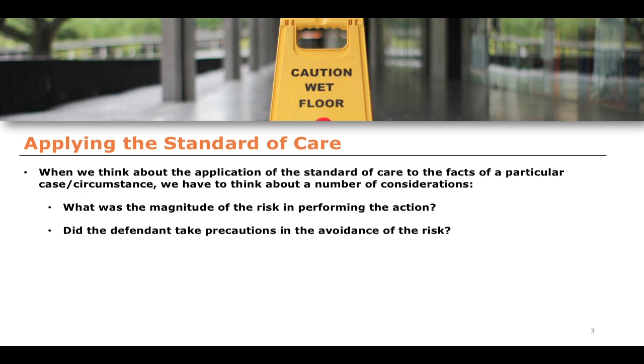When we think about it, the magnitude of risk essentially asks how risky, how dangerous the action in question was in terms of potentially giving rise to the events that cause some kind of damage. And then, given that there was a certain amount of risk, what precautions could have been taken and what precautions were taken by the defendant in order to avoid or minimize the risk.